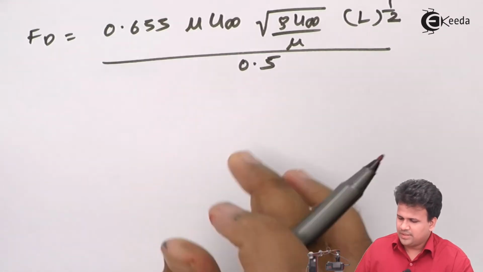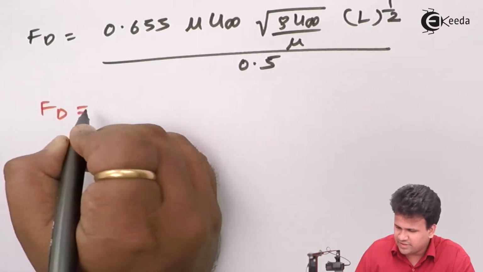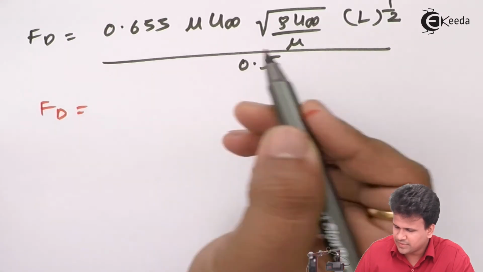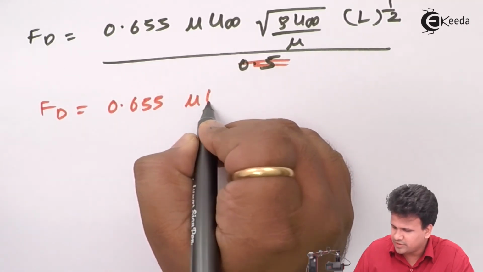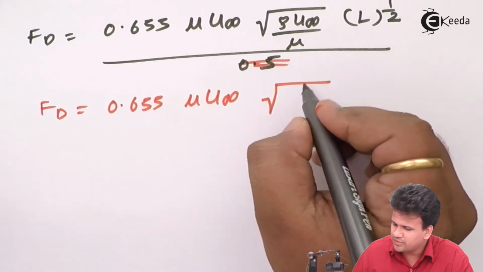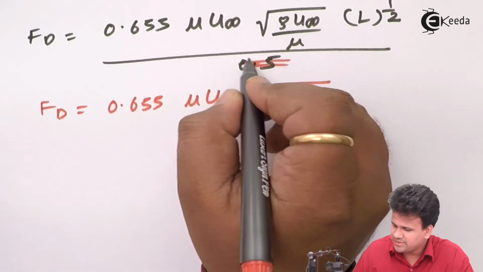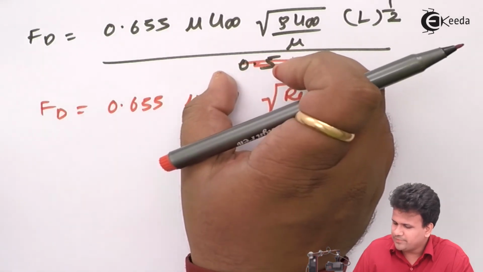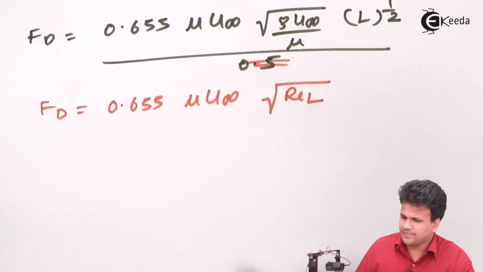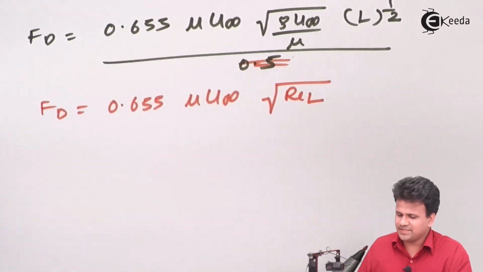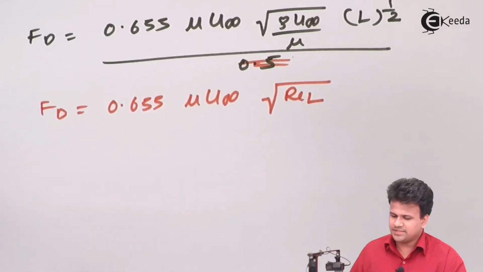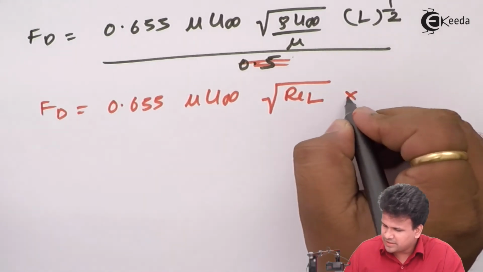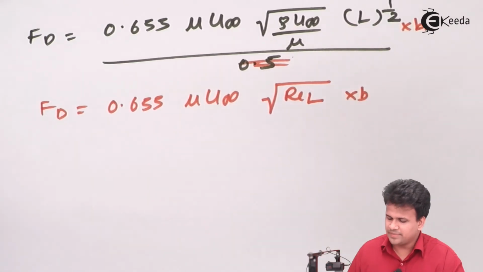So when it is divided by this part, Fd will give us 0.655 mu into u infinity into square root of ReL. Note that here it is not 1.1 by 2, because we have actually multiplied directly over here, then only we'll get 0.655. So Fd we have got in terms of Reynolds number. This value will of course be multiplied by b. Here also this is multiplied by b.